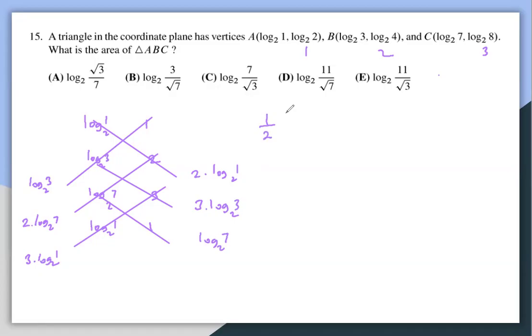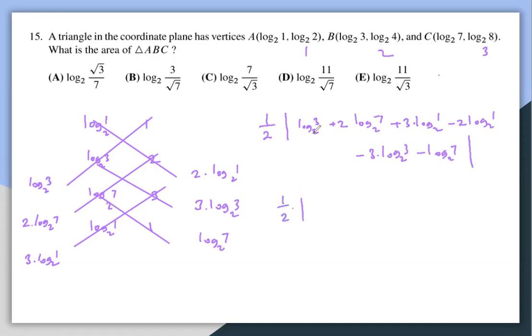So if I do that, let me try. So log base 2 of 3 plus 2 times log base 2 of 7 plus 3 times log base 2 of 1. And then we subtract these guys. So minus 2 times log base 2 of 1, minus 3 times log base 2 of 3, minus log base 2 of 7. So we have some cancellation. Let's do that.